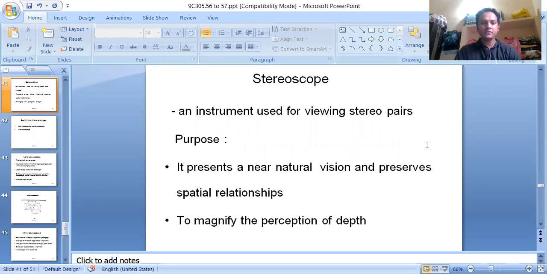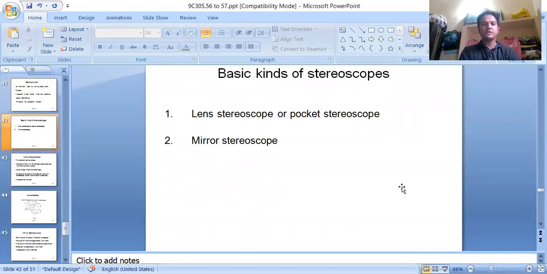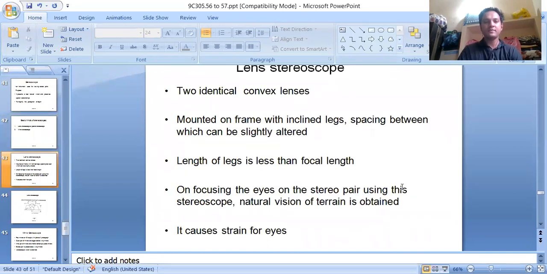Stereoscope, an instrument used for viewing stereo pairs. Its purpose is that it presents a near natural vision and preserves spatial relationships, and it is used to magnify the perception of depth. Basic kinds of stereoscopes are the lens stereoscope or pocket stereoscope, and the mirror stereoscope.